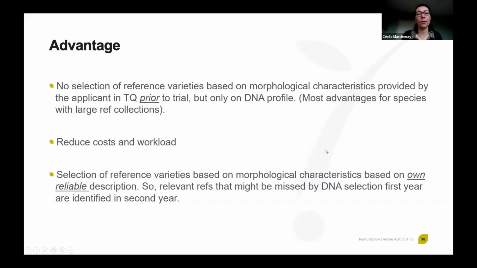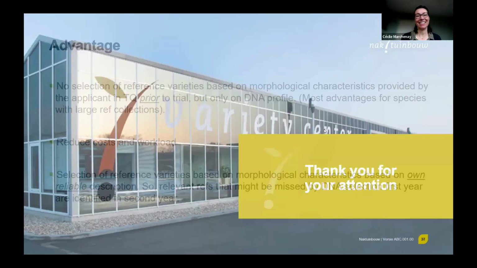That's an important point. So the comparing variety that might be missed with the DNA selection in the first year are identified in the second year.